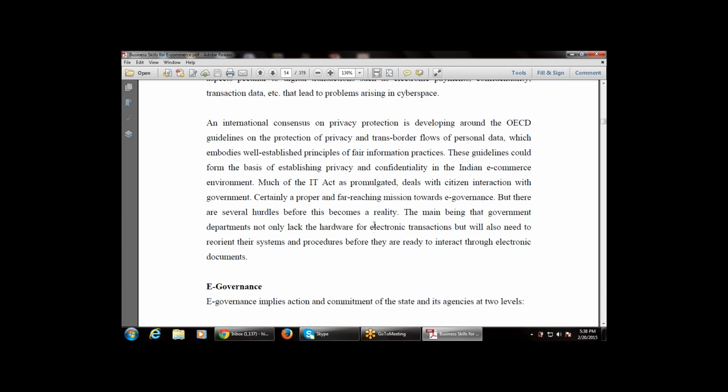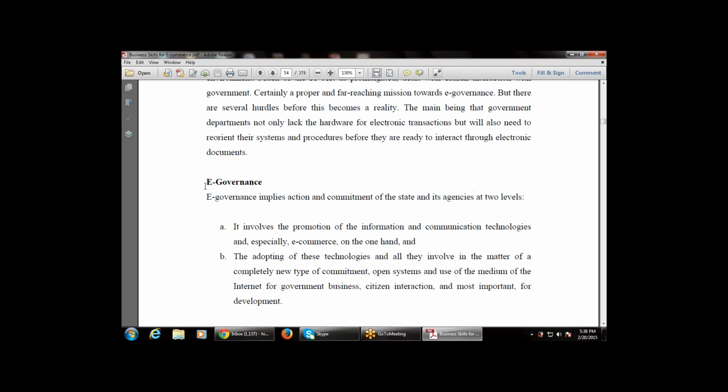Now, the next topic is e-governance. What is e-governance? As the name suggests, electronic governance. That is the implementation of the rules and policies of the government of the state. So e-governance means or implies action and commitment of the state and its agencies at two levels. What are the two levels at which the commitment and action take place?